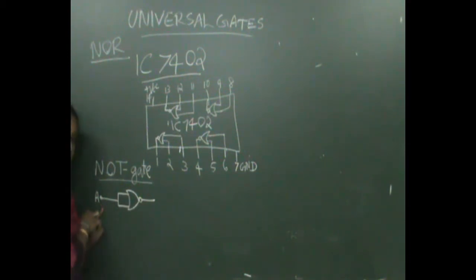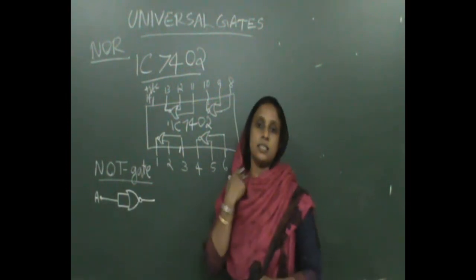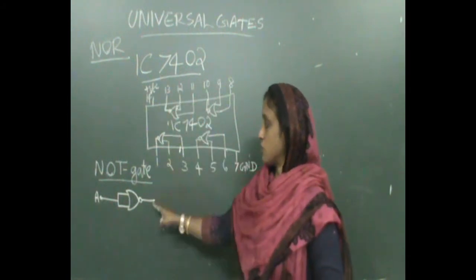Similarly, if A is 1, you have 1 OR 1, which is 1, then it gets inverted, so you get 0. So if you give 0, you have 1. If you give 1, you have 0. So this circuit behaves like a NOT gate. This is the inverter circuit, or NOT gate, constructed using a NOR gate.